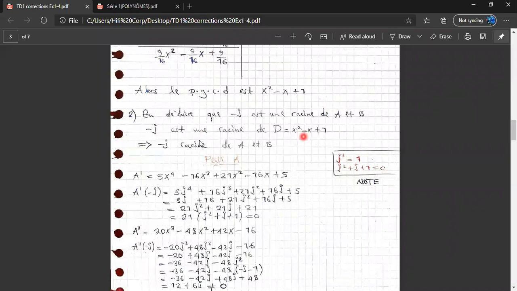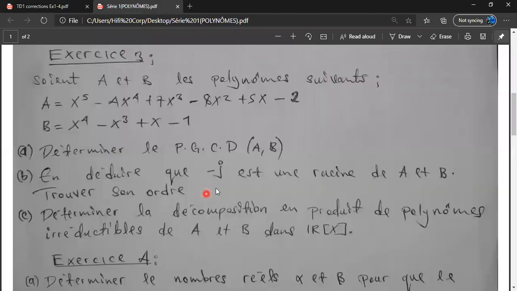But since we've already found this is the PGCD, and negative j is a racine of the PGCD, alors automatiquement c'est une racine de a et b. So negative j is racine de a et b. So we have solved the first part of saying we deduce. Here we're deducing, we've used the PGCD. So they said you deduce that negative j est une racine de a et b. We have deduced. Now it says et trouver son ordre.